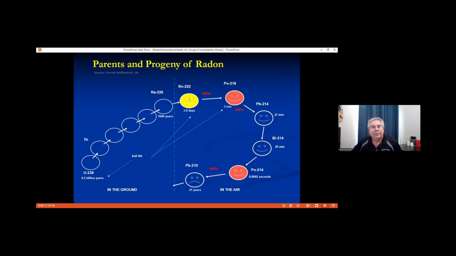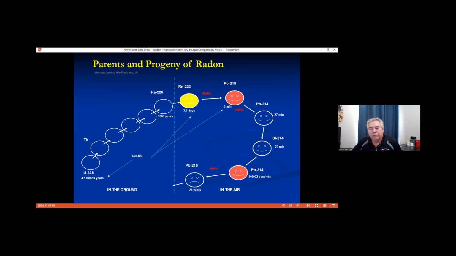After 3.8 days, you get a certain percentage that's going to change into polonium-218. Polonium is also radioactive. It's going to release an alpha particle, and it's going to change to lead-214. Lead-214 is radioactive. It's going to change to bismuth-214. Bismuth is also radioactive, so it's going to disintegrate into polonium-214. These two poloniums, by the way, release energy when they disintegrate that is more beta and gamma radiation.